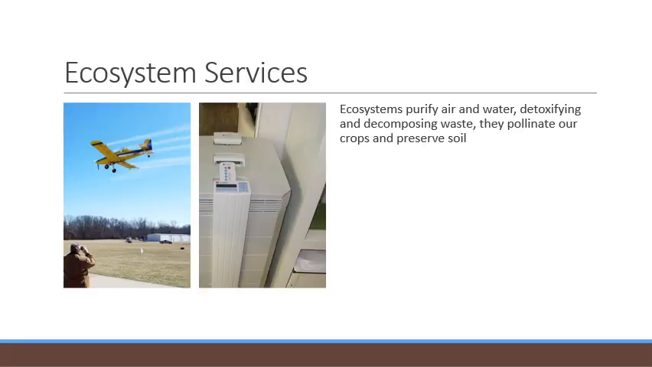Speaking of money, ecosystem services. Plants and animals do a lot to purify the air and purify the environment. They detoxify and decompose waste. They pollinate crops. They preserve soil. Without the organisms that do this, we would have to do it manually. Manually making all of these adjustments, manually purifying the air.